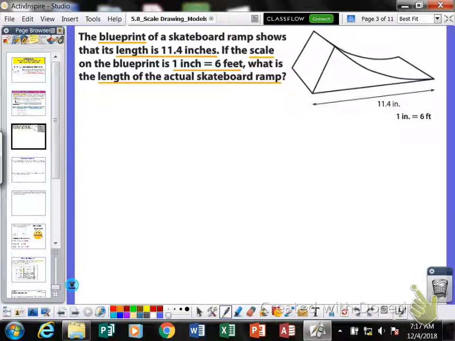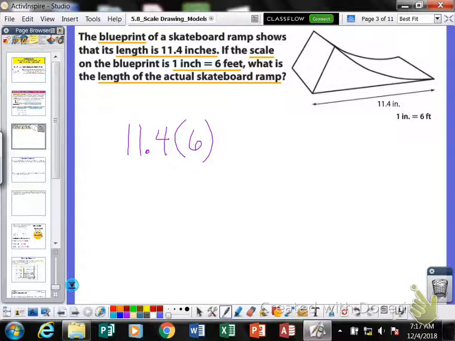So the blueprint of a skateboard ramp shows the length is 11.4 inches. If the scale on the blueprint is 1 inch equals 6 feet, what is the length of the actual skateboard ramp? So we know that for every 1 inch is 6 feet. So we know that the length is 11.4. So all we have to do is multiply that by 6.